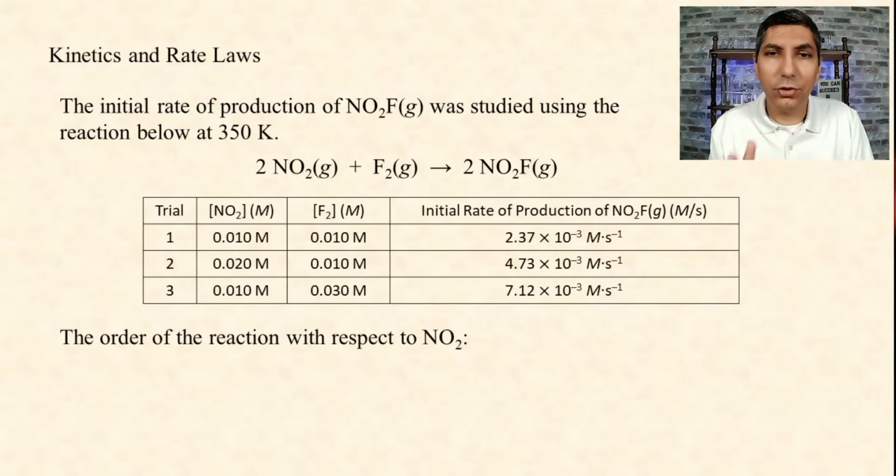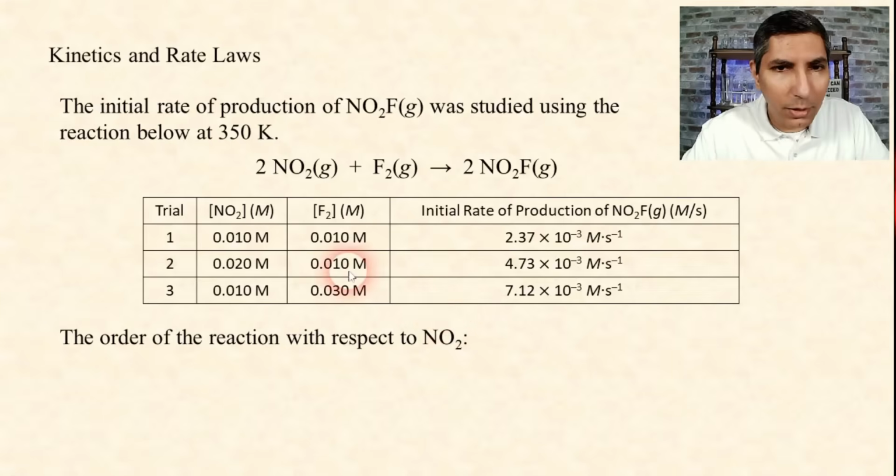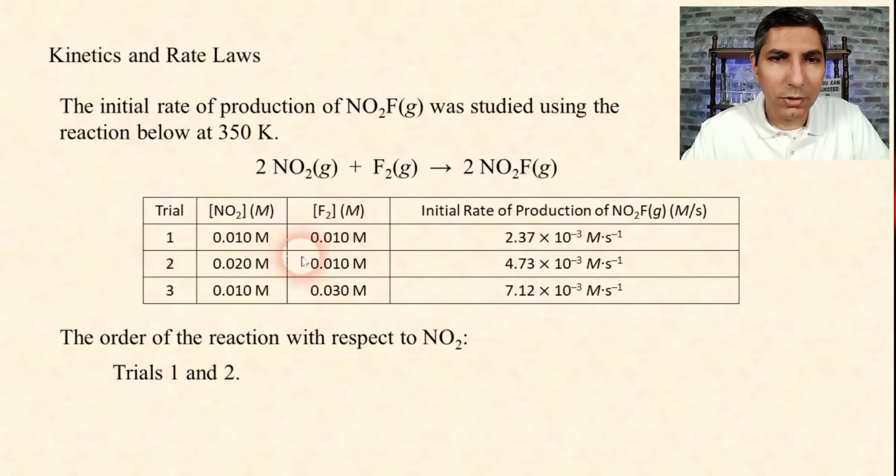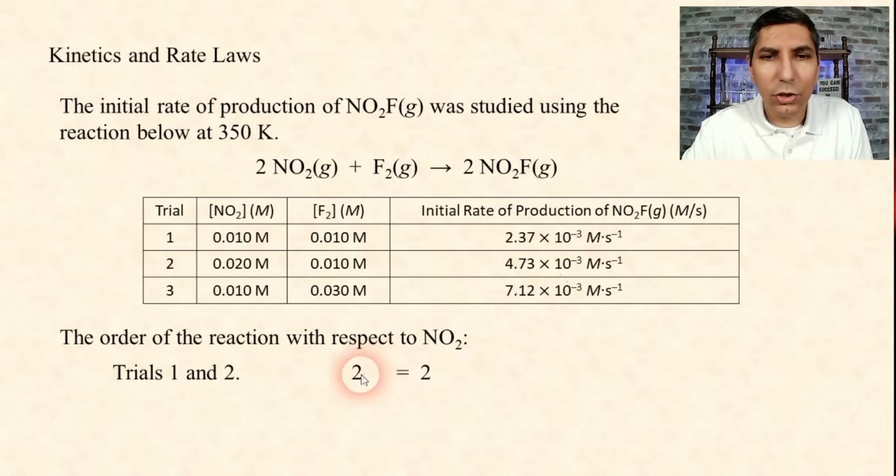So the first part of this says, find the order of the reaction with respect to nitrogen dioxide. What we have to do here is find 2 trials where nitrogen dioxide is the only thing that's changing in the experiment. So it looks like experiments 1 and 2 are going to fit the bill here because fluorine is being held constant from trials 1 to 2, and it looks like NO2 is being doubled. So it goes from 0.01 to 0.02. And notice that while that's happening, the rate is doubling as well. The 2.37 times 10 to the minus third is doubling to 4.73 times 10 to the minus third. So 2 equals 2. And what's the power that makes this a true statement? Well, it's a power of 1.